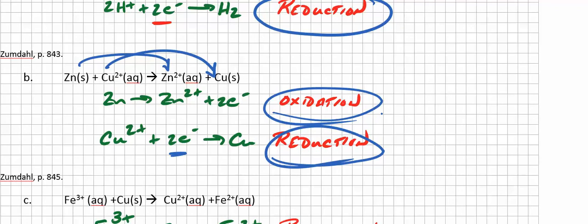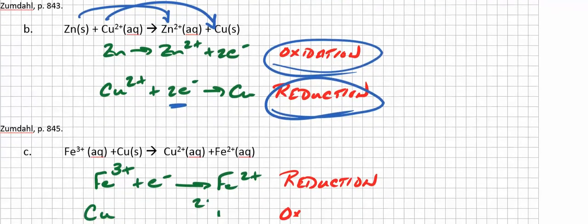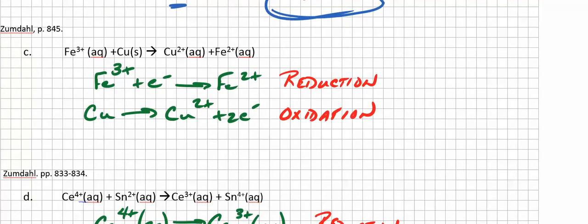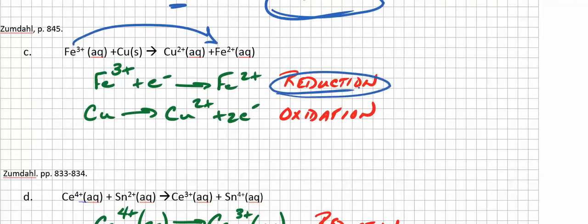So let's go to the next one. In the next problem, this is on page 845 if you're following this in the book, we've got Fe3+ plus copper solid going to Cu2+, that's aqueous, plus Fe2+. All right. So what's being reduced? Let's start there. Again, remember, it's easier to start with the reduction because we have an intuitive feel for what's going on when we're going from Fe3+ to Fe2+. Clearly, the oxidation number is going down. That's a reduction. So that's the reduction half reaction for this problem.